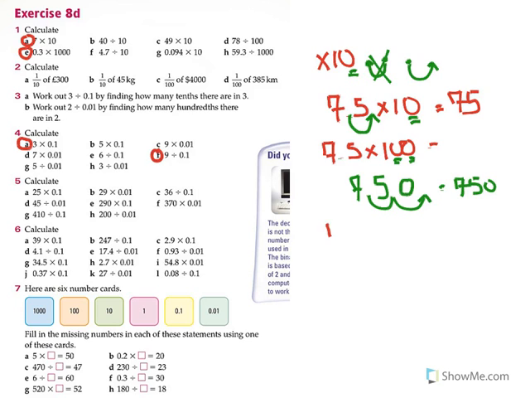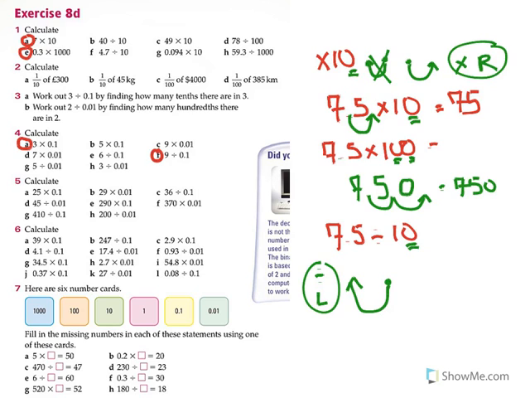Now, when I'm dividing by 10, that 1 zero makes me move my decimal to the left. So division, you move left. Multiplication, you move right. So just remember the difference. Because when you move right, the number gets bigger. When you move the decimal to the left, the number gets smaller. So 7.5, move the decimal 1 spot over, it makes 0.75.